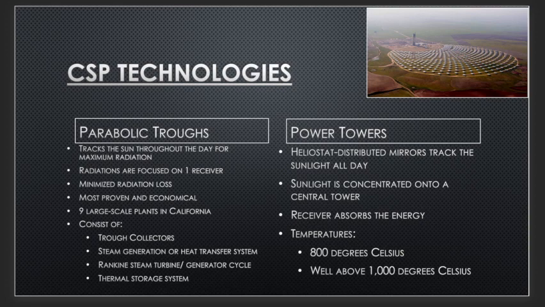The power tower, on the other hand, is a heliostat, distributed mirrors that track the sunlight all day. The sunlight is concentrated onto a central tower. The receiver absorbs the energy, and the temperatures go from 800 degrees Celsius to well above 1,000 degrees Celsius.